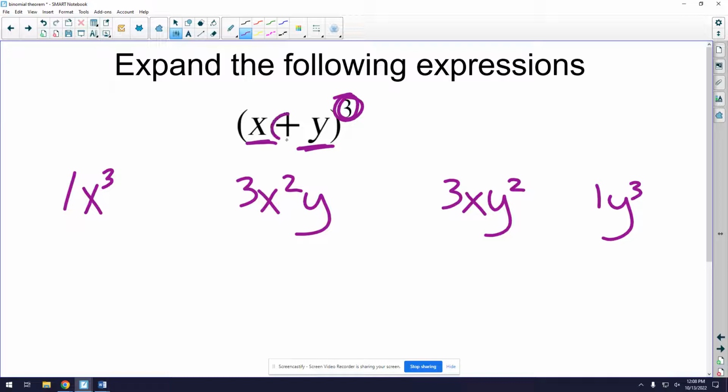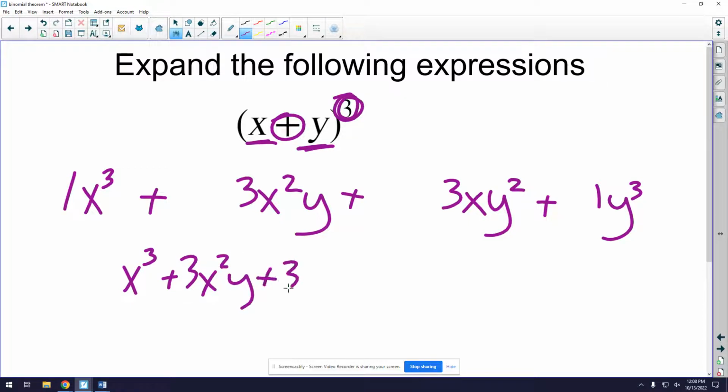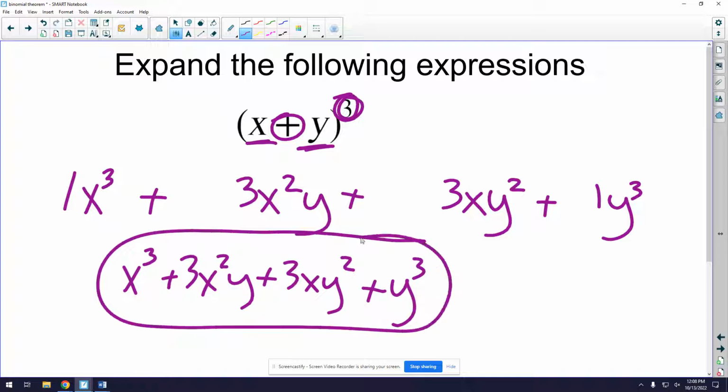Now, since our operator was a plus, all of these are plus. Nice and easy. And you would check to see, is there anything to simplify? In this case, no, but we'll get to some here very shortly where we do have some things to simplify. I don't need that 1 in front of my x cubed though, so you could just write it as x cubed plus 3x squared y plus 3xy squared. And similarly, you don't need the 1 in front of your y cubed. There it is expanded.